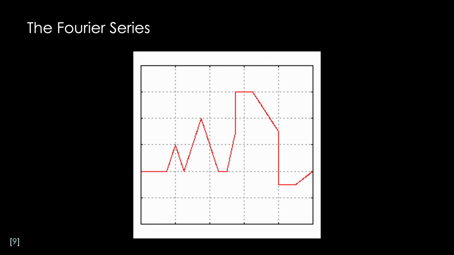Here's an even more radical shape. We can't possibly create this out of sinusoidal waves, or can we? Now it took a few more iterations than last time, but you can see after 10, it's already eerily close to the original function. Let's keep going and see what happens. You'll notice that as we add more and more waves, we get closer and closer to the original function.